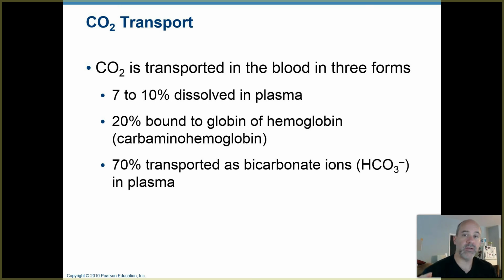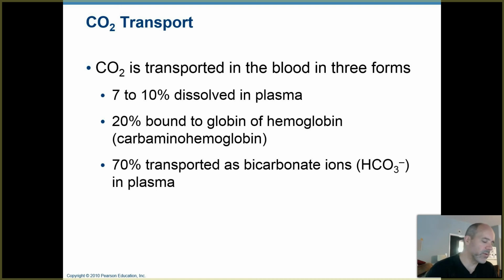We saw how oxygen gas, some of it is actually just dissolved in the plasma, the liquid portion of the blood, but most of it attaches to hemoglobin, attaches to those irons in the hemoglobin molecules, and that's how it's actually transported through the blood.